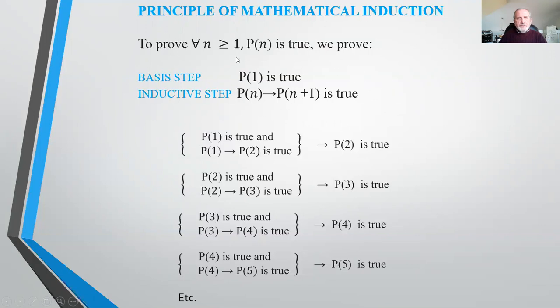Once you prove this, then P1 is true, and P1 implies P2 is true, then P2 must be true. You take P2 here, so P2 is true, and P2 implies P3 is true, then P3 is true. You take this one and put it here, P3 is true, and P3 implies P4 is true, P4 is true, and so on and so forth.